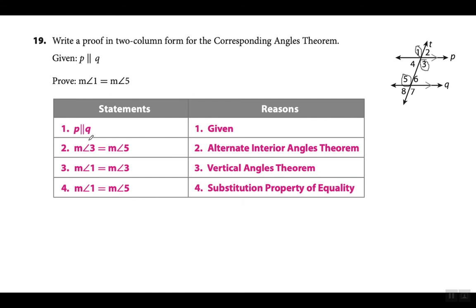And then last, alright, notice this pattern. If the measure of angle 3 equals the measure of angle 5, and the measure of angle 1 equals the measure of angle 3, that means that these two got to equal each other by the substitution property. Okay, and that concludes today's lesson.